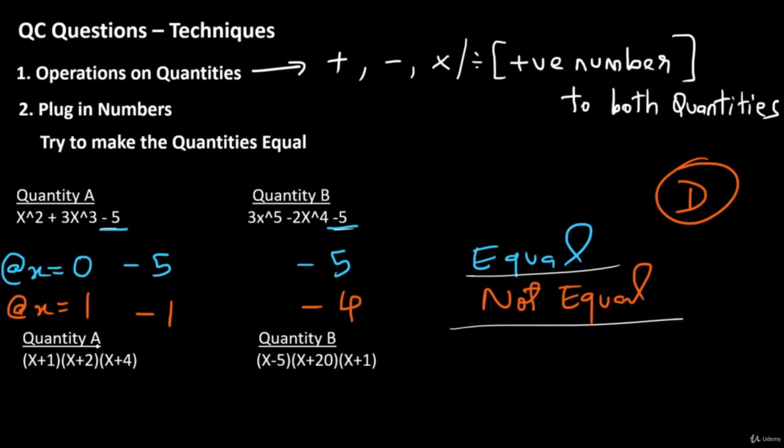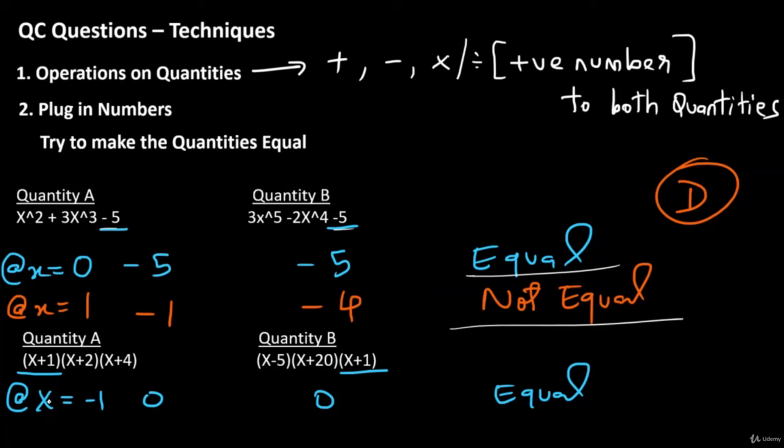Alright, what about the next question over here? I have quantity A as (x plus 1) into (x plus 2) into (x plus 4) and quantity B as (x minus 5) into (x plus 20) into (x plus 1). Alright, now you can see that you have x plus 1 in both the quantities, right, as a factor? Therefore, if I substitute x is equal to minus 1, then both the quantities become 0, right? Because 0 into anything is 0, right? Therefore, quantity A is 0 and quantity B also is 0, and these two become equal.